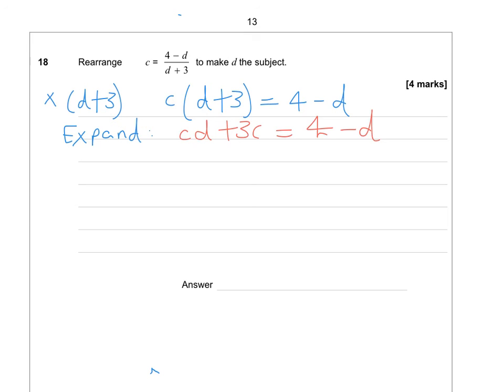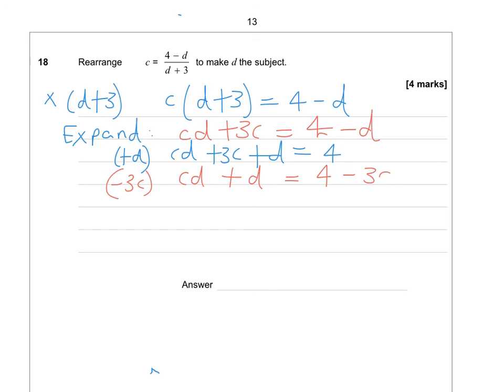Now we're going to collect any terms that contain a D on the left-hand side. So we'll need to add D to both sides. So CD plus 3C plus D equals 4. And we're going to subtract 3C from both sides so that all the terms containing D are isolated on the left and any terms that do not contain D are on the right-hand side. So we'll now have CD plus D is equal to 4, take away 3C.